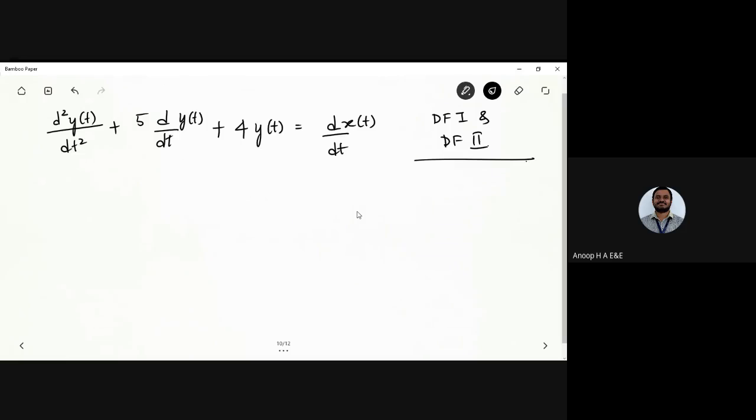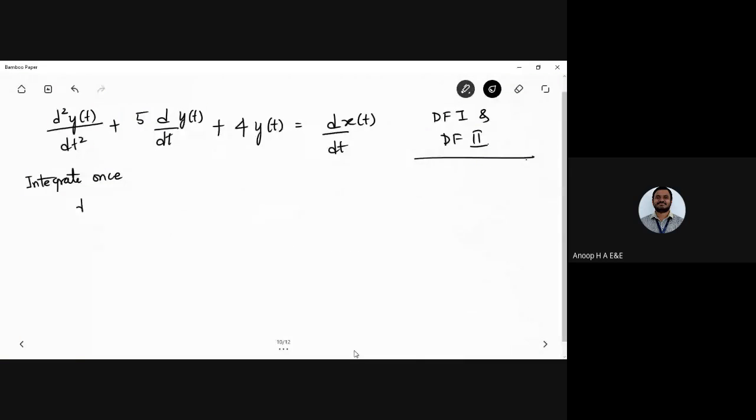Now what we have to do is integrate once. Step by step, integrate once. Yes, so what are you going to have?